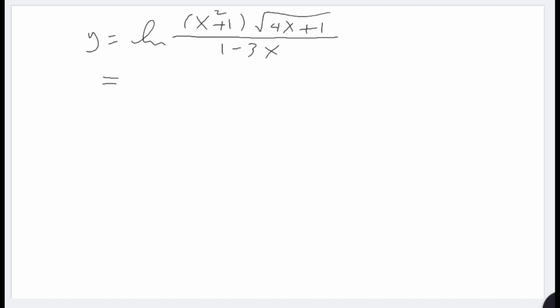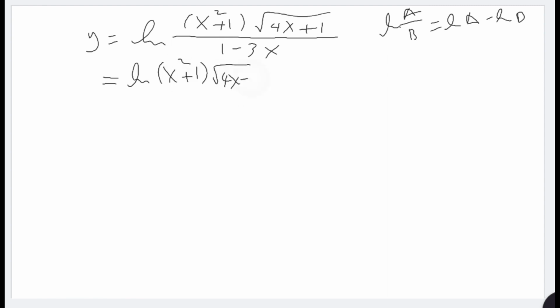So how do we do that? Well, it's a fraction, so it's a log of a over b equal to log a minus log b. I'm going to use this property. So log a is from the top, minus log b from the bottom. So you see the logs already look simpler. We can do better. We can simplify further.